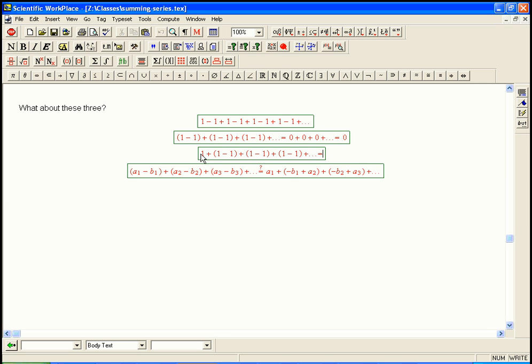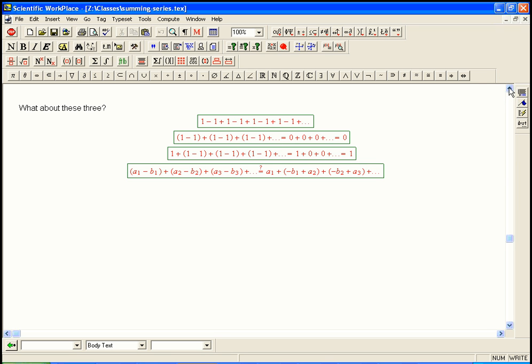Here, we've been told to leave the 1 alone. So a sub 1 is 1. A sub 2 is 0. A sub 3 is 0. A sub 4 is 0. So that's 1 plus 0 plus 0 plus dot, dot, dot. And that's just 1. So these guys are not equal. The way of grouping does really seem to matter here.